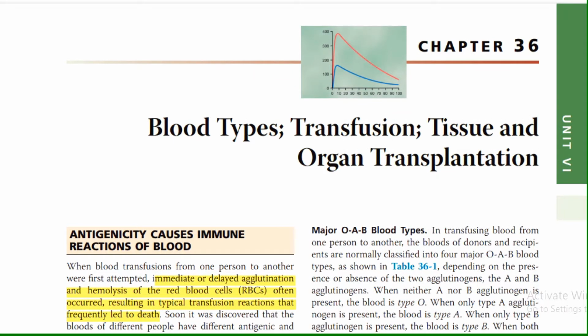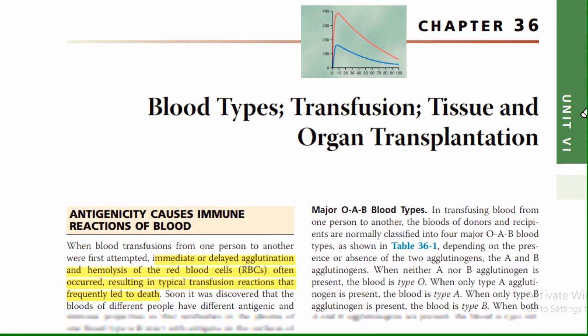Welcome everyone. In this video, we're going to discuss chapter 36, which is blood type, transfusions, tissue and organ transplantation.